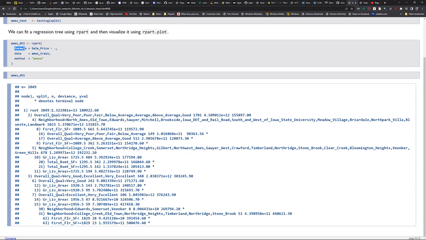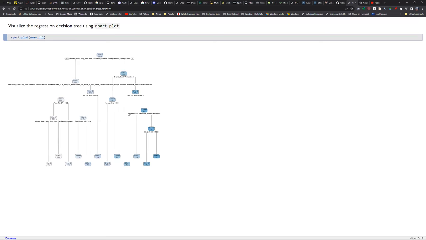And the root is going to be the root node, and it's going to be the overall quality here. And then you're going to be splitting through different variables depending on the sorting of that residual SSE, the sum of square errors. So neighborhood was the second one, and then the gross living area was the third, and so forth. Okay, so the problem here is that it's hard to interpret this in text form, right? That's why rpart also has a package called rpart.plot that gives you a visualization of this decision tree. So let's see it.